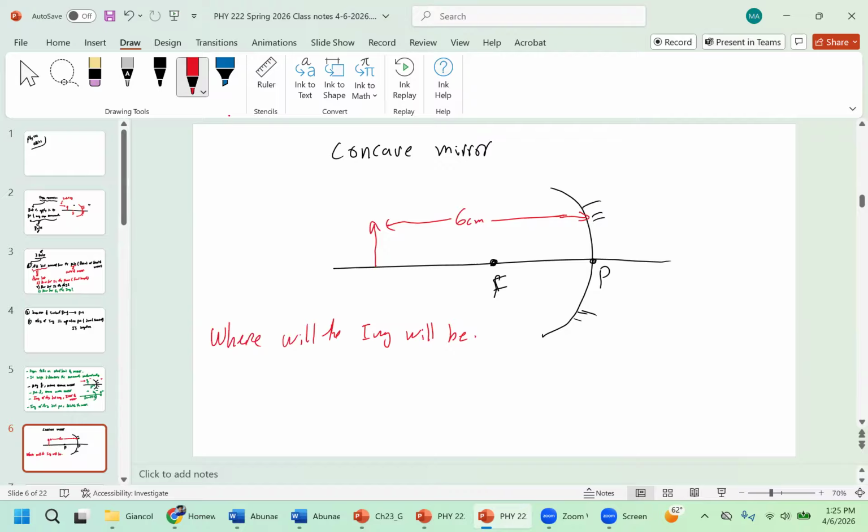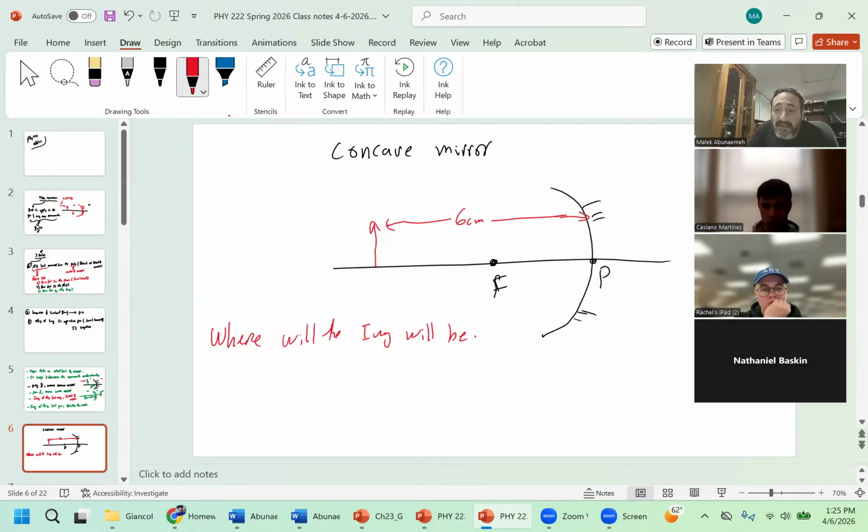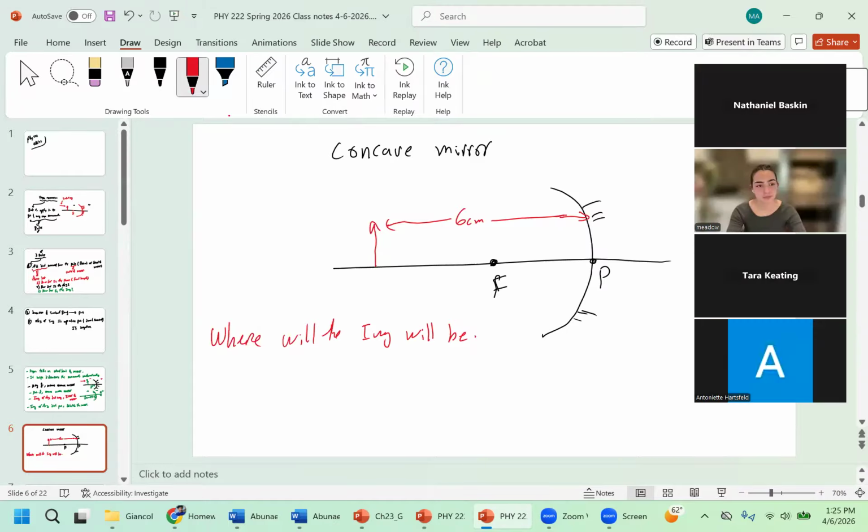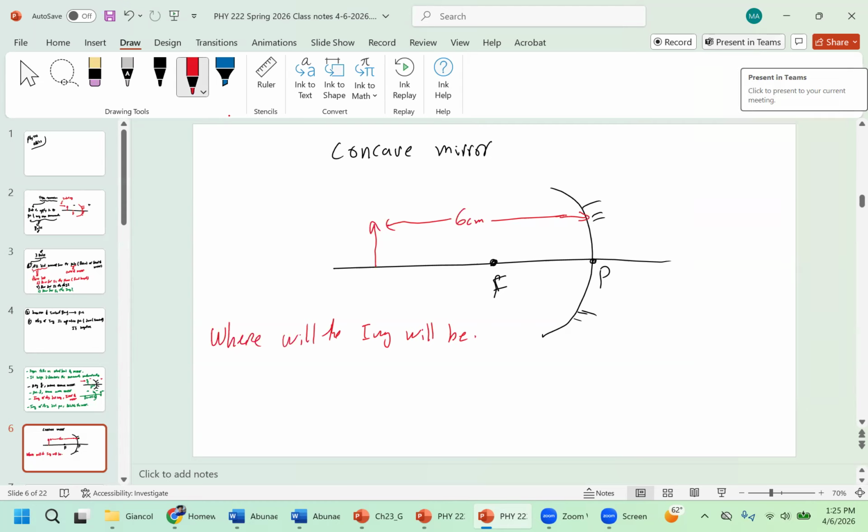Right? Now here's the thing. When you're drawing this, it's not for scale. Are y'all with me so far? You with me, Meadow? Tara, are you with me? Antoinette? So this is not for scale, right?